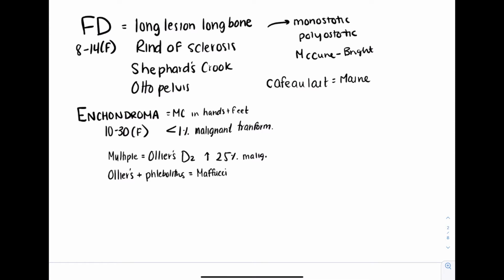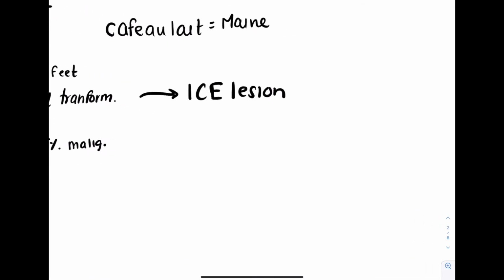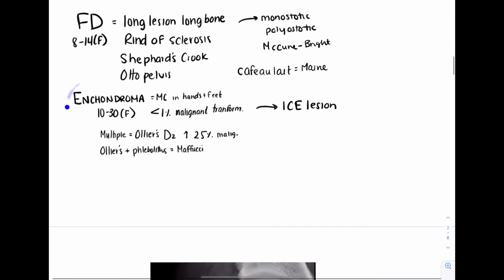Now with our enchondromas, we can also see it in relation to our ICE lesions. ICE, baby. So if it is seen in a long bone, it could give us an ICE lesion. But of course, the ICE lesion, we wouldn't call it FEGNOMASHIC, right? An ICE lesion is not FEGNOMASHIC because it's no longer a geographic lytic lesion. But enchondromas can appear as either a geographic lytic lesion or an ICE lesion.